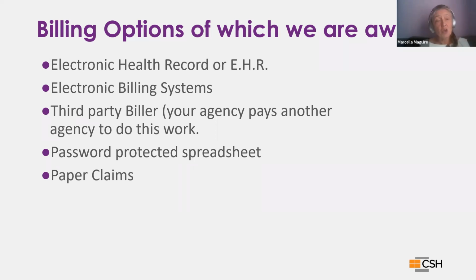So you may have an EHR, you may have a simpler electronic billing system, or you may have an agency that does this for you and you have to pay them to do the work. So you may continue to document the way you've historically documented, and then that generates some kind of file, maybe a spreadsheet, maybe some kind of documentation that goes to a third-party biller, and that third-party biller creates a claim. You may have your password protected spreadsheets.